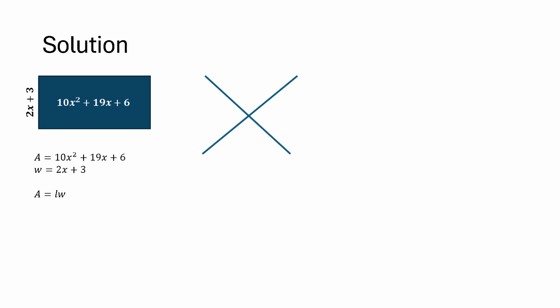Now, using the X-box method, we multiply the first term, which is 10x squared, and the last term, which is 6. So therefore, we have 60x squared. We're going to get the middle term, which is 19x. Now think of factors of 60x squared where the sum is 19x. Doing trial and error, I find that there is 15x times 4x. The product is 60x squared, and the sum of 15x and 4x is 19x. So therefore, we can proceed to the box method.